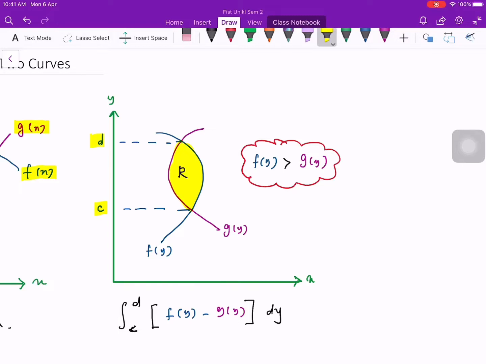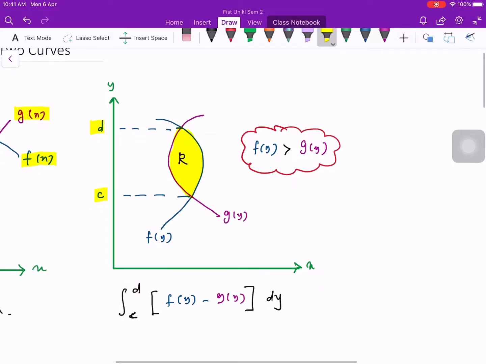Then untuk case ni sama juga, kita akan tolak fy minus gy, di mana we notice that fy is greater than gy. So how to notice fy is greater than gy? The same thing, fy is lying on the right side and gy is lying on the left side. So it means that fy is greater than gy in this case. Therefore kita akan lakukan integrations from the limits of c to d, which is fy minus gy with respect to y.